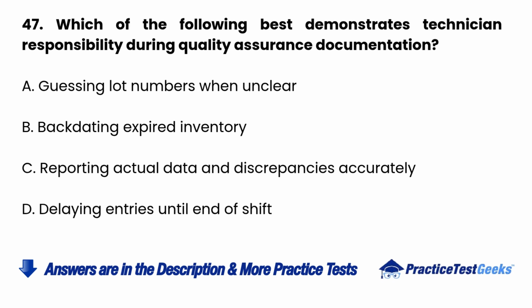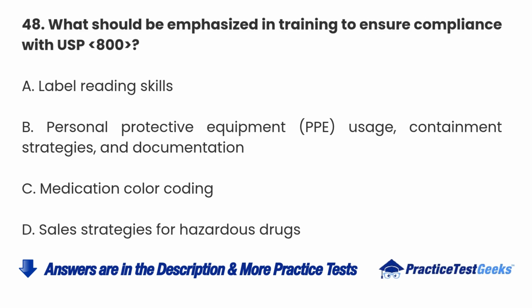47. Which of the following best demonstrates technician responsibility during quality assurance documentation? A. Guessing lot numbers when unclear. B. Backdating expired inventory. C. Reporting actual data and discrepancies accurately. D. Delaying entries until end of shift.